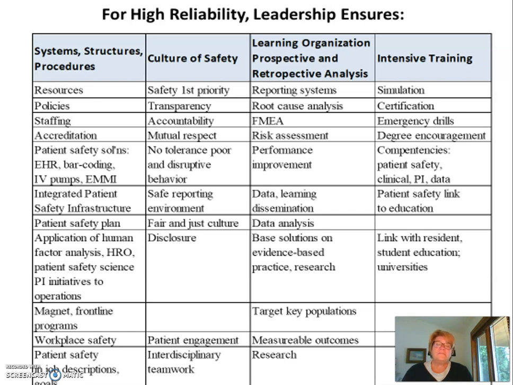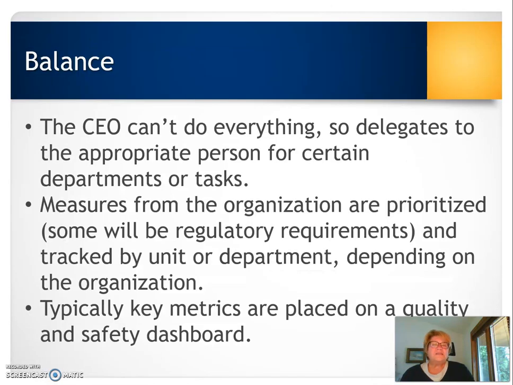And actually, safety and quality initiatives are bucketed into some high reliability infrastructure that David Gaba, who's an anesthesiologist, suggested. He says you have to have systems and structures, a culture of safety, you have to learn from it, and there has to be training. So this is just one way to organize it. Then you have to figure out who does it and then what to report. So again, the CEO can't do everything, so usually delegates these tasks and the different science to different people for departments. And then measures are prioritized.